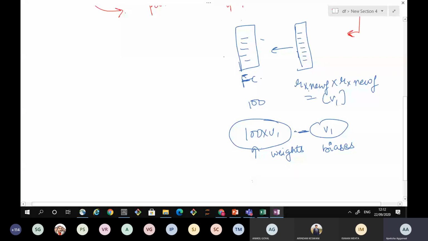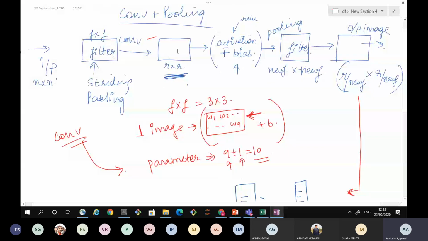So you can see that at the fully connected layer we have so many weights to learn, while in the convolution part we have only 3 cross 3 weights to learn, 3 cross 3 plus bias. So this was the overall idea behind parameters and image size. If you have any confusion up till now, you can ask.